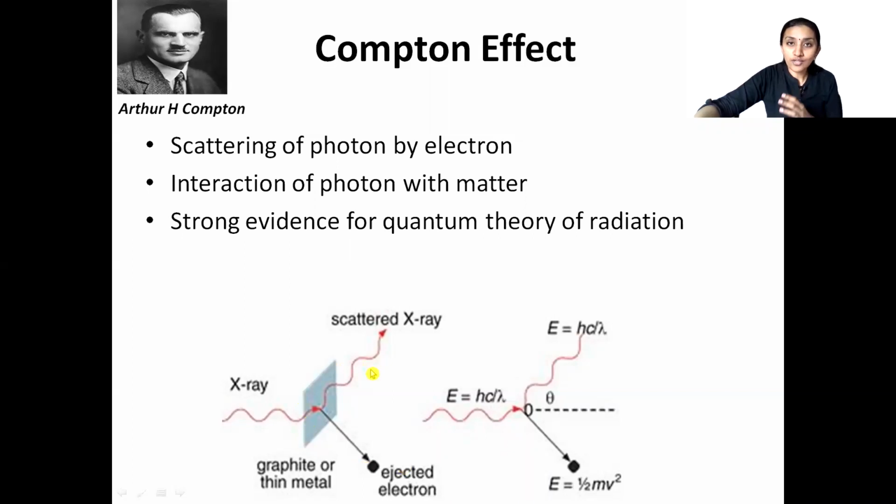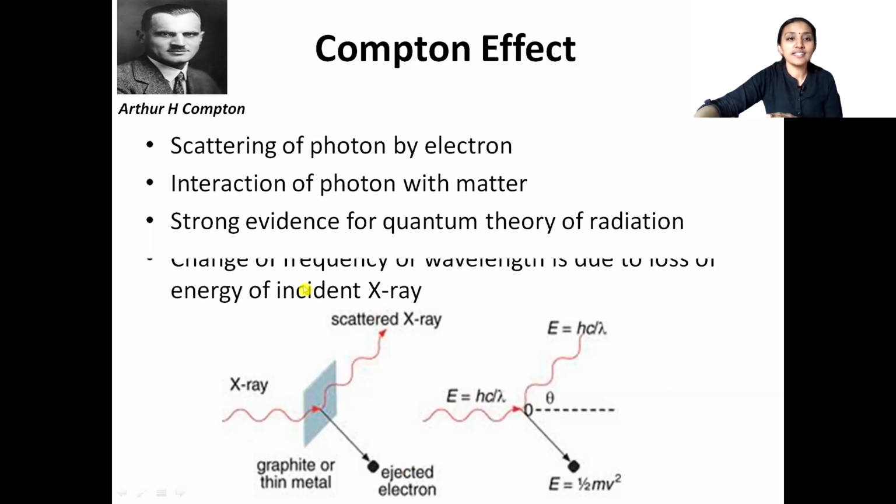So the whole process is considered as a particle collision event between photons and electrons, which has resulted in a change of frequency or wavelength due to the loss of energy of the incident X-rays. Now, let's analyze the whole process mathematically and derive an expression for the change of frequency or wavelength.